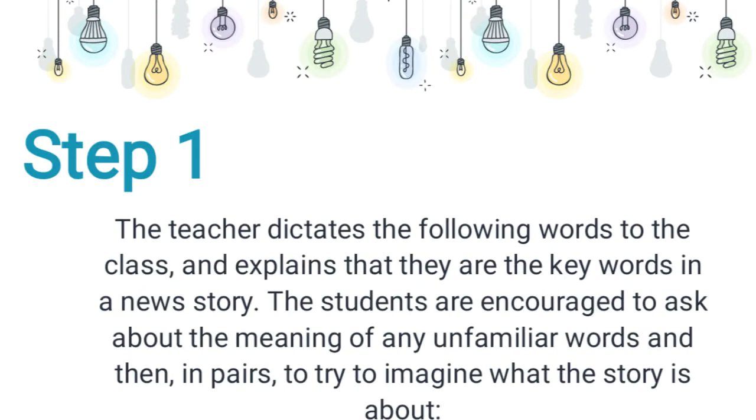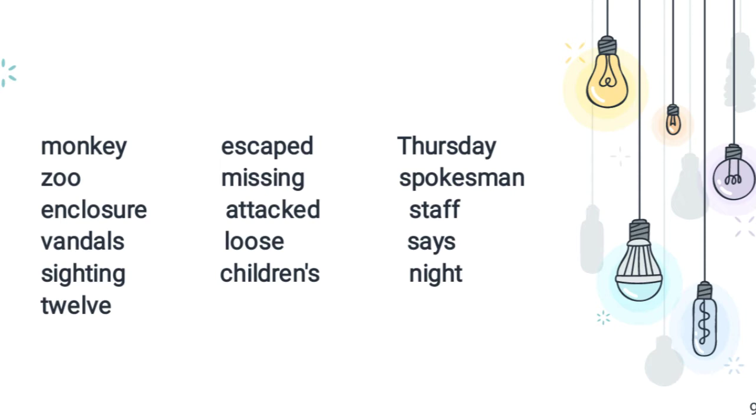Step 1. The teacher dictates the following words to the class and explains that they are the key words in a news story. The students are encouraged to ask about the meaning of any unfamiliar words and then, in pairs, to try to imagine what the story is about. Monkey, zoo, enclosure, vandals, sighting, 12, escaped, missing, attacked, loose, children's, Thursday, spokesman, staff, says, night.